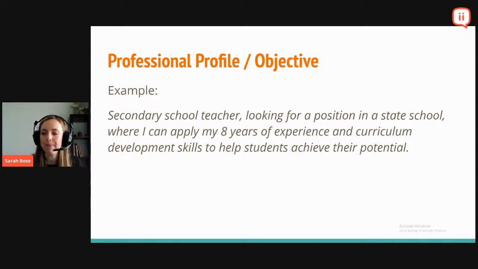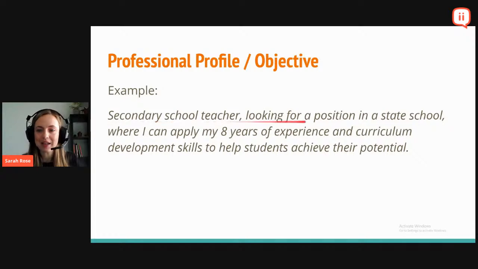Then we add more information. So what type of state school does he want? He adds more information about the state school. Or she, I don't know why I'm saying he, it might be she. He or she is looking for a state school where I can apply my 8 years of experience and my curriculum development skills, okay, to help students achieve their potential.